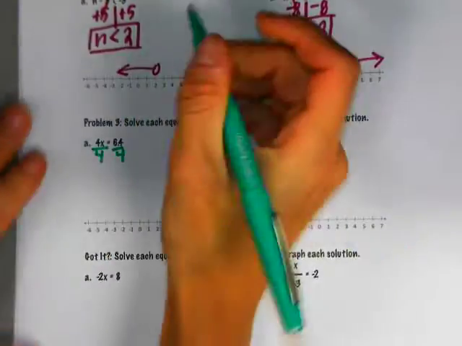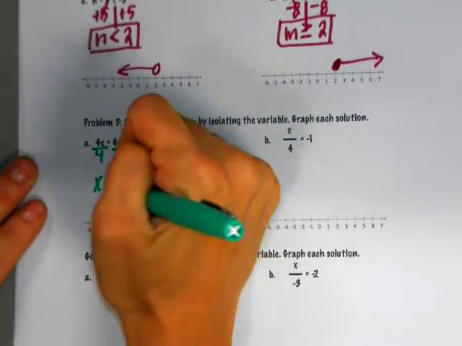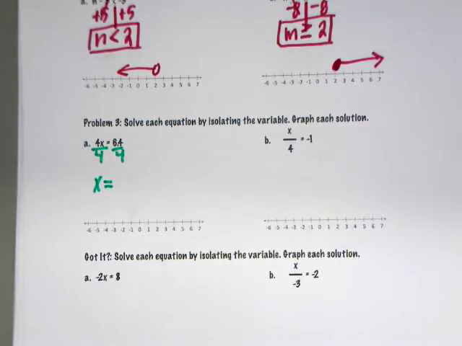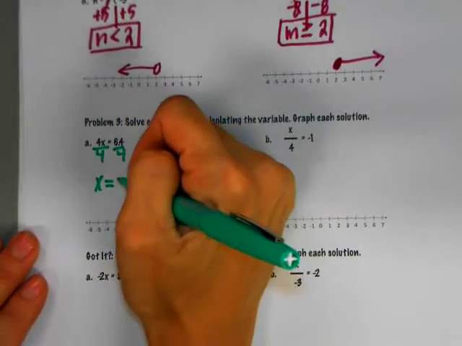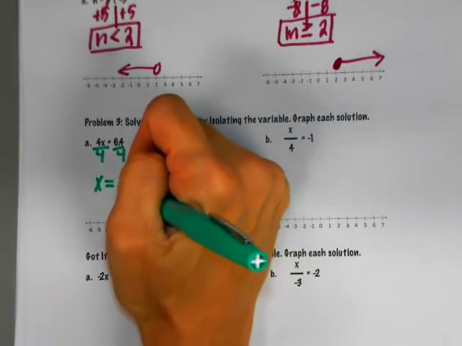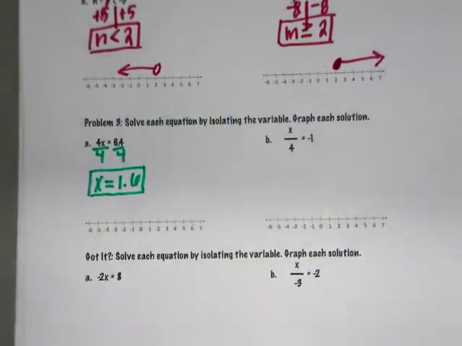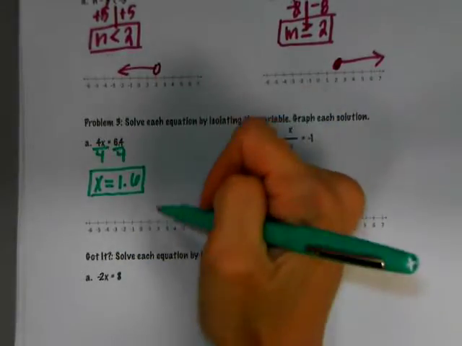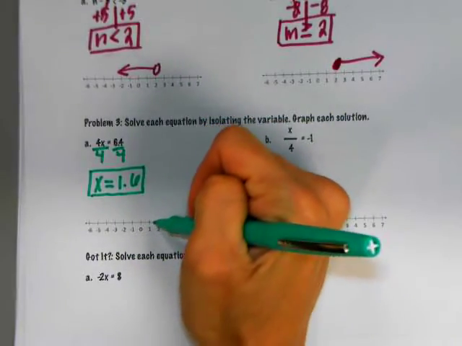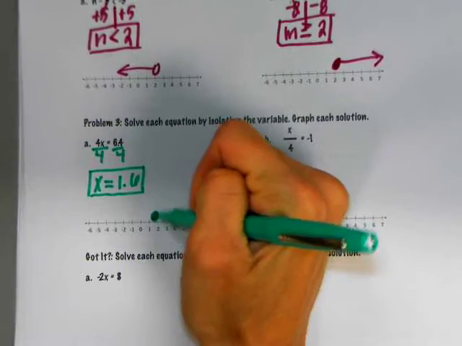Do it on that side too. 6.4 divided by 4, 1.6, I think. Is that right? Yeah. So then that's just going to be your single dot at wherever around 1.6 would be.